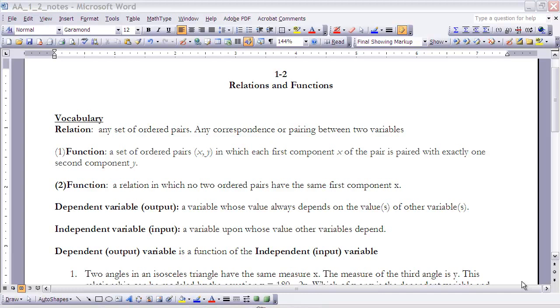When you think about dependent, the dependent is also the output. If you think about what a function is, the dependent variable, or the output variable, is a function of the independent variable, or the input variable. So a lot of times we'll say y is a function of x, but it's always the dependent that is a function of the independent.